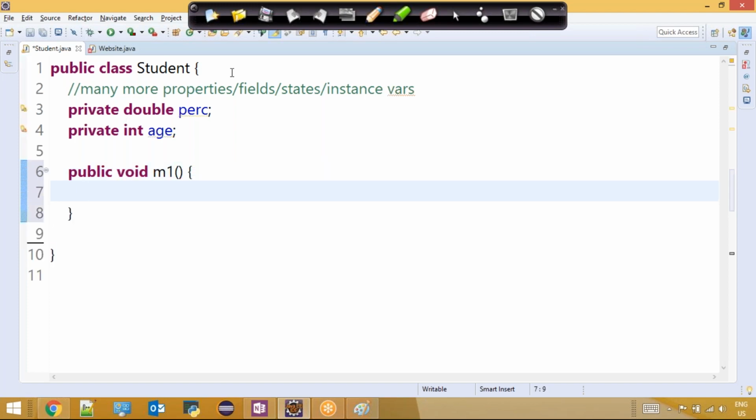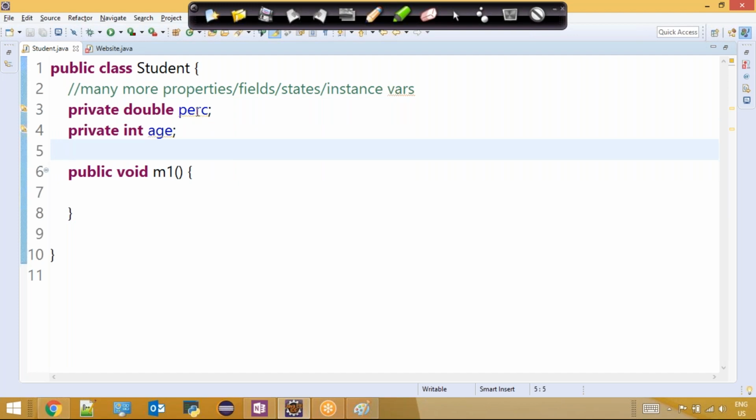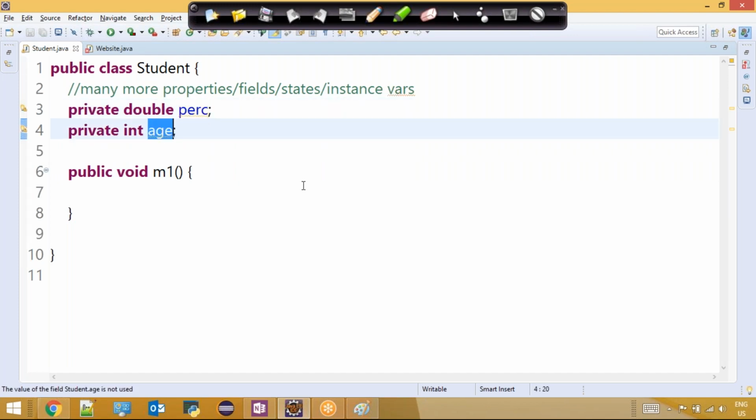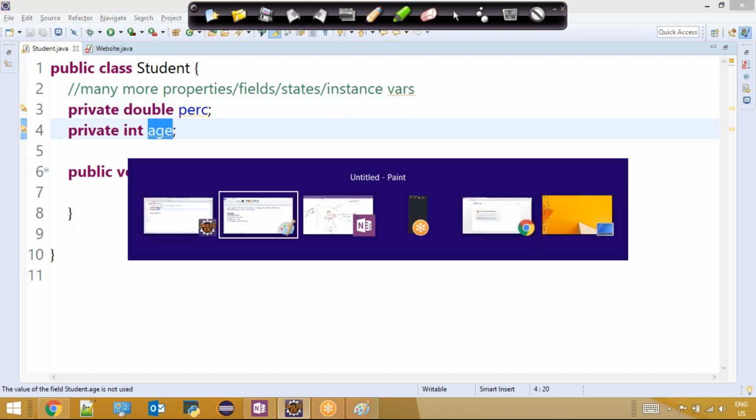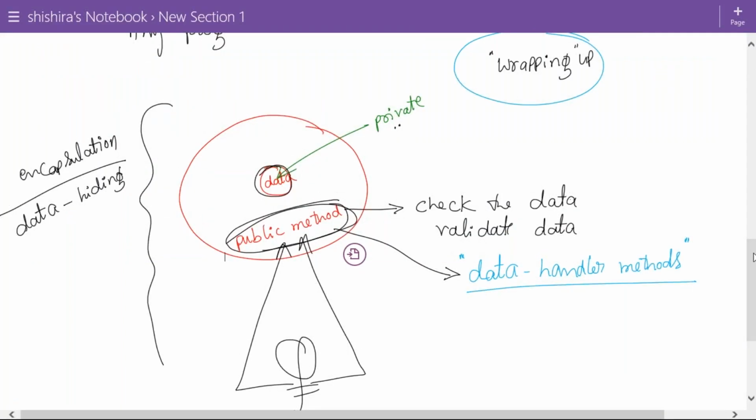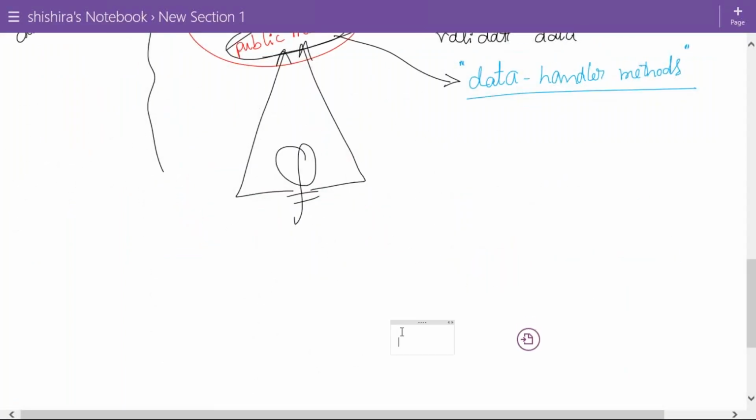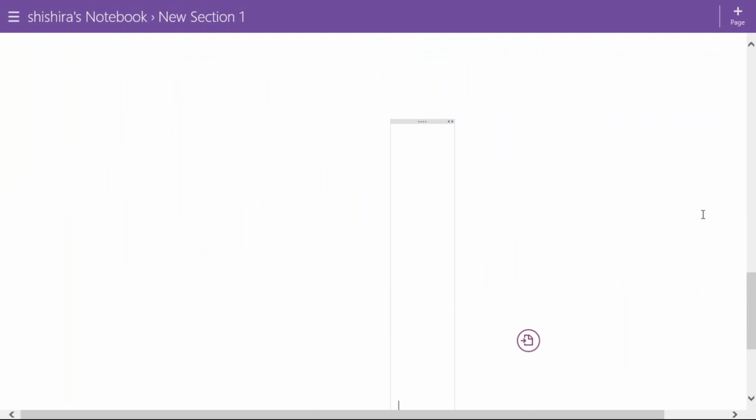So this method, okay, fine. Now, let's understand it in this way. I have two data members. One is percentage, another one is age, right? Now, which is very important, everyone just have to focus here.